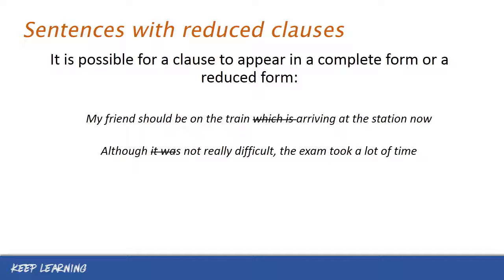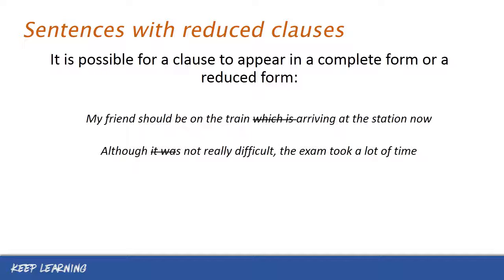For example, you can say, my friend should be on the train which is arriving at the station now, right? Which is. You can cut that, and the sentence would be, my friend should be on the train arriving at the station now, right? Que está. You can cut that.